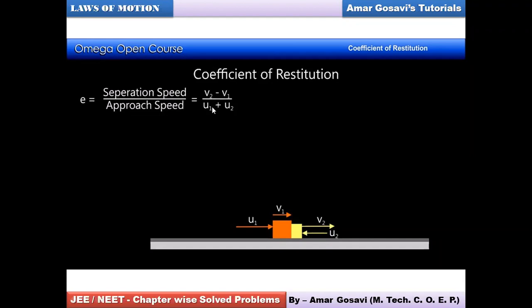Now, what has happened in the denominator, friends? You can see it has become u1 plus u2 instead of u1 minus u2. This is something to be understood. So it was u1 minus u2 only, but u1 you are considering positive. Why? Because check out the arrow, it's moving towards positive x-axis. But what about u2? It's moving along negative x-axis. Therefore, it has to be taken negative. So u1 minus of u2 has become u1 plus u2.